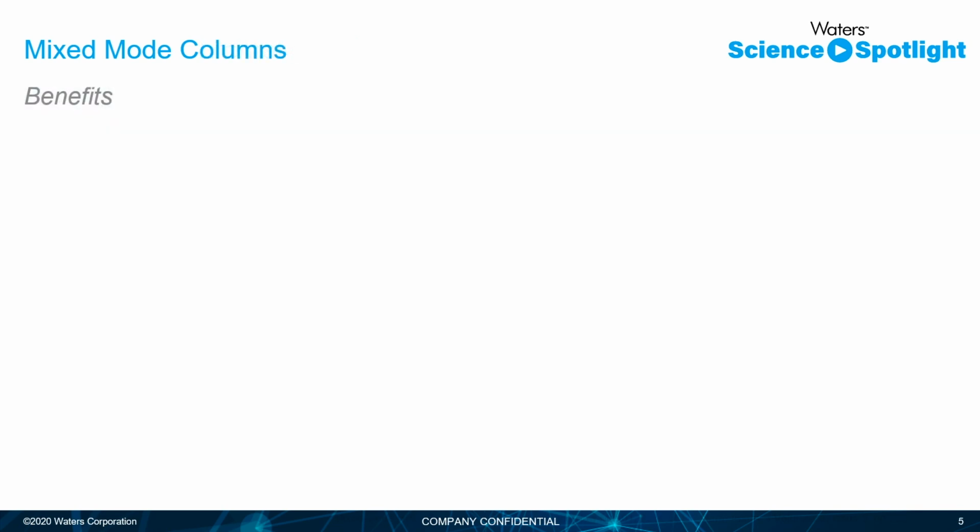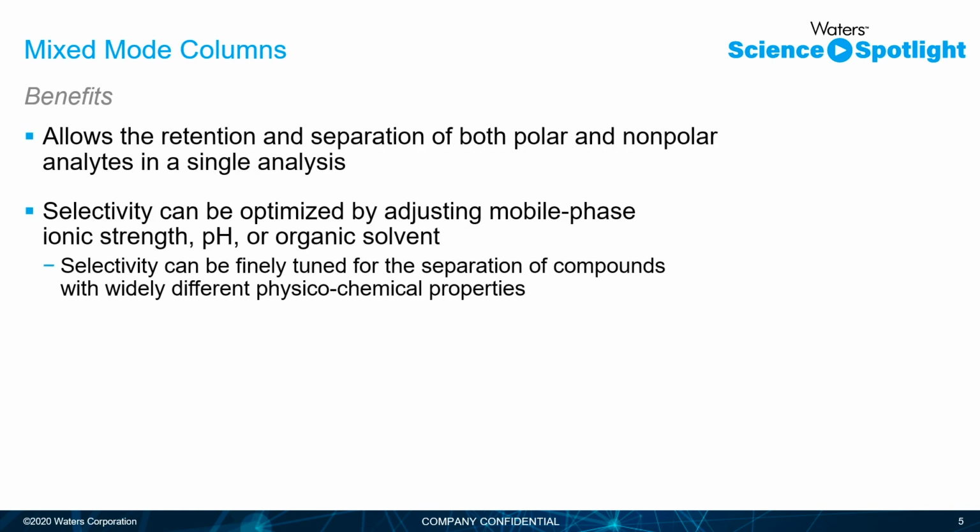So mixed mode chromatography has been around for quite some time now. Specifically, mixed mode columns have been around for many years as they provide certain benefits to separation scientists. Some of the benefits are that mixed mode columns allow the retention and separation of both polar and nonpolar analytes in a single run. The selectivity on a mixed mode column can also be optimized by adjusting mobile phase ionic strength, pH, or organic solvent.